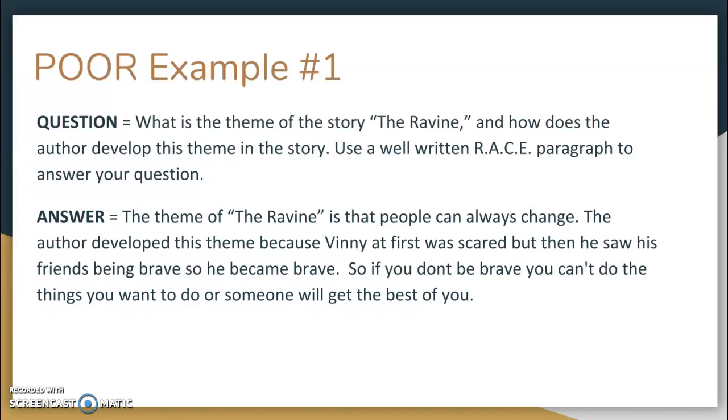A summary is just telling events that happen in the story, but when you're writing your race paragraph, you need to cite specific evidence. So you either need to give a direct quote, or you need to give some sort of page number or a much more specific example than just Vinny at first was scared, but then he saw his friends being brave and he became brave. So my question is, what did he see that made him become brave? What did his friends do that finally changed in him? Why did he change? So this person did not really go above and beyond with citing evidence. That's one thing that we've got to do better on: cite specific evidence.